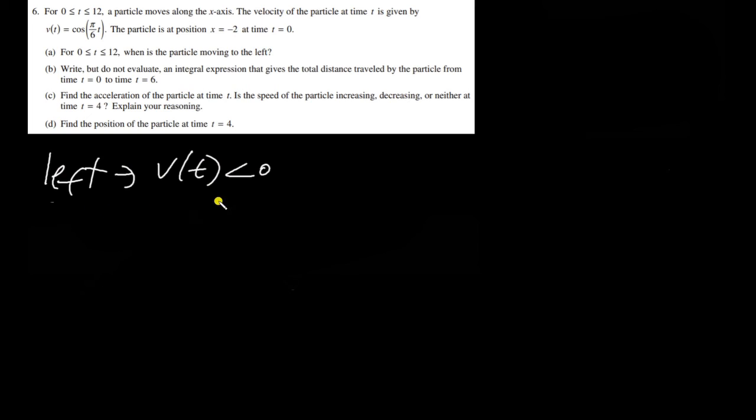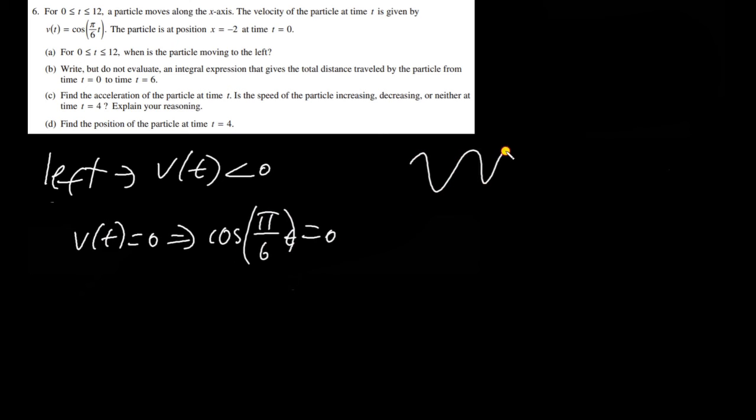So first, to do that, we'll figure out where it is equal to 0, okay? So if we take v of t equal to 0, which means cosine of pi over 6t is equal to 0. And now remember, cosine is like a function that goes up and down and up and down. So it's going to have infinite places where it's equal to 0, right? But we're looking at, for all the t's, only between 0 and 12. So that puts a limit on our function, okay?